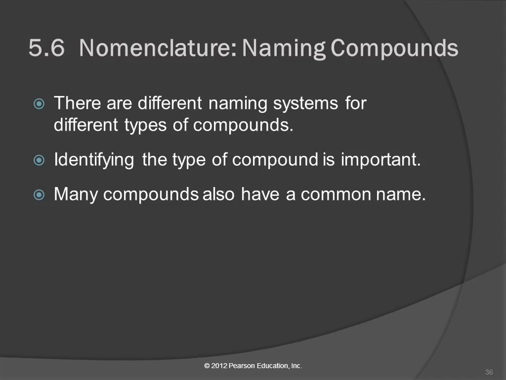Nomenclature. Nomenclature is a system of naming things. So we have different systems for different types of compounds. And there are examples of this in real life. One that comes to mind is human names.